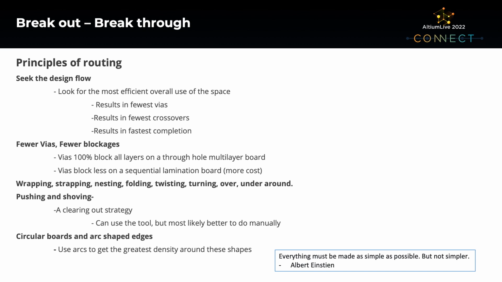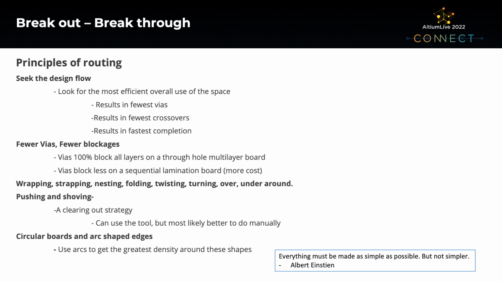And then we can also use circular routing on boards that have arcs or circular shapes in them. We can use arcs to get the greatest routing density on those, and to route around those, we can drop arcs and space the arcs at the right distance to get that done. So whatever routing we do, we want to follow Einstein's principle: everything must be made as simple as possible, but no simpler.